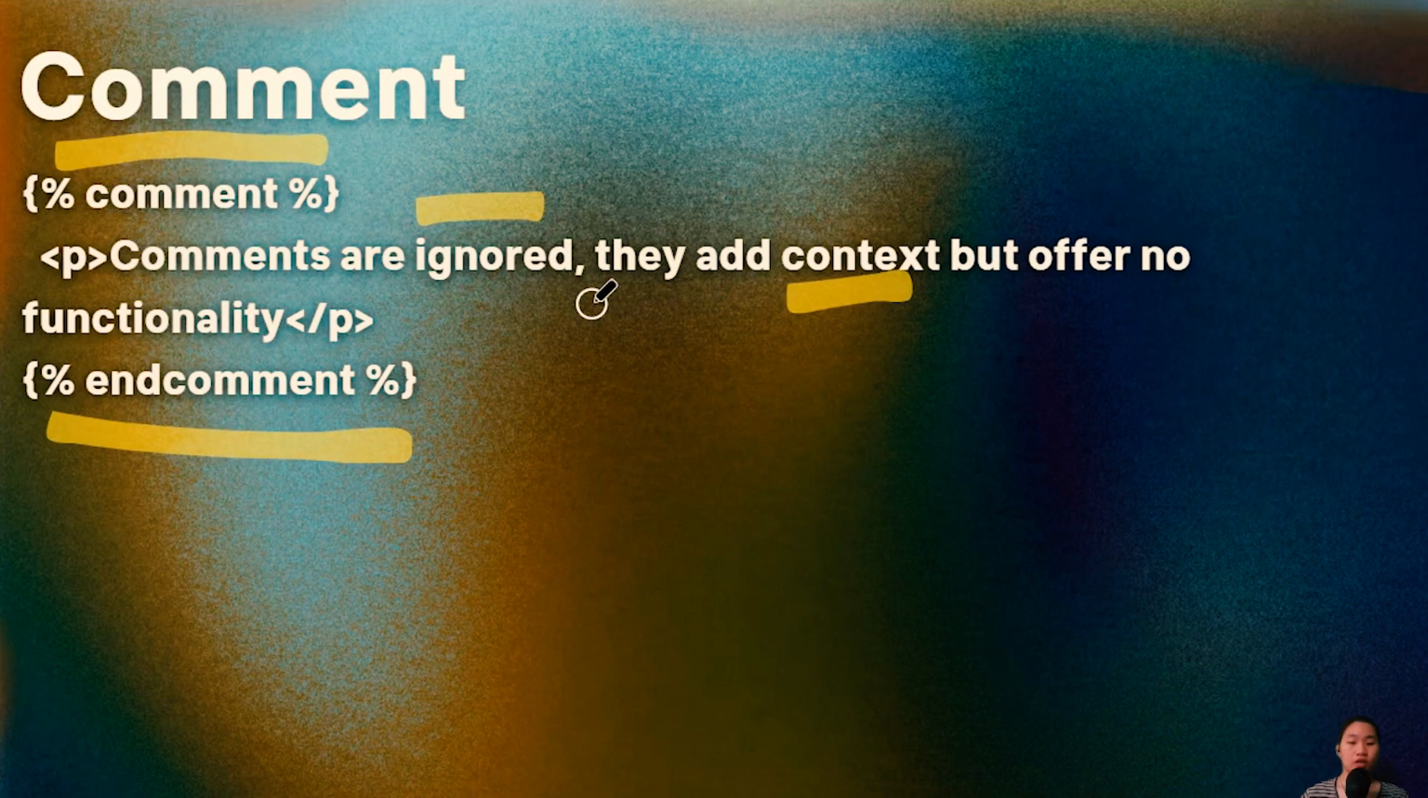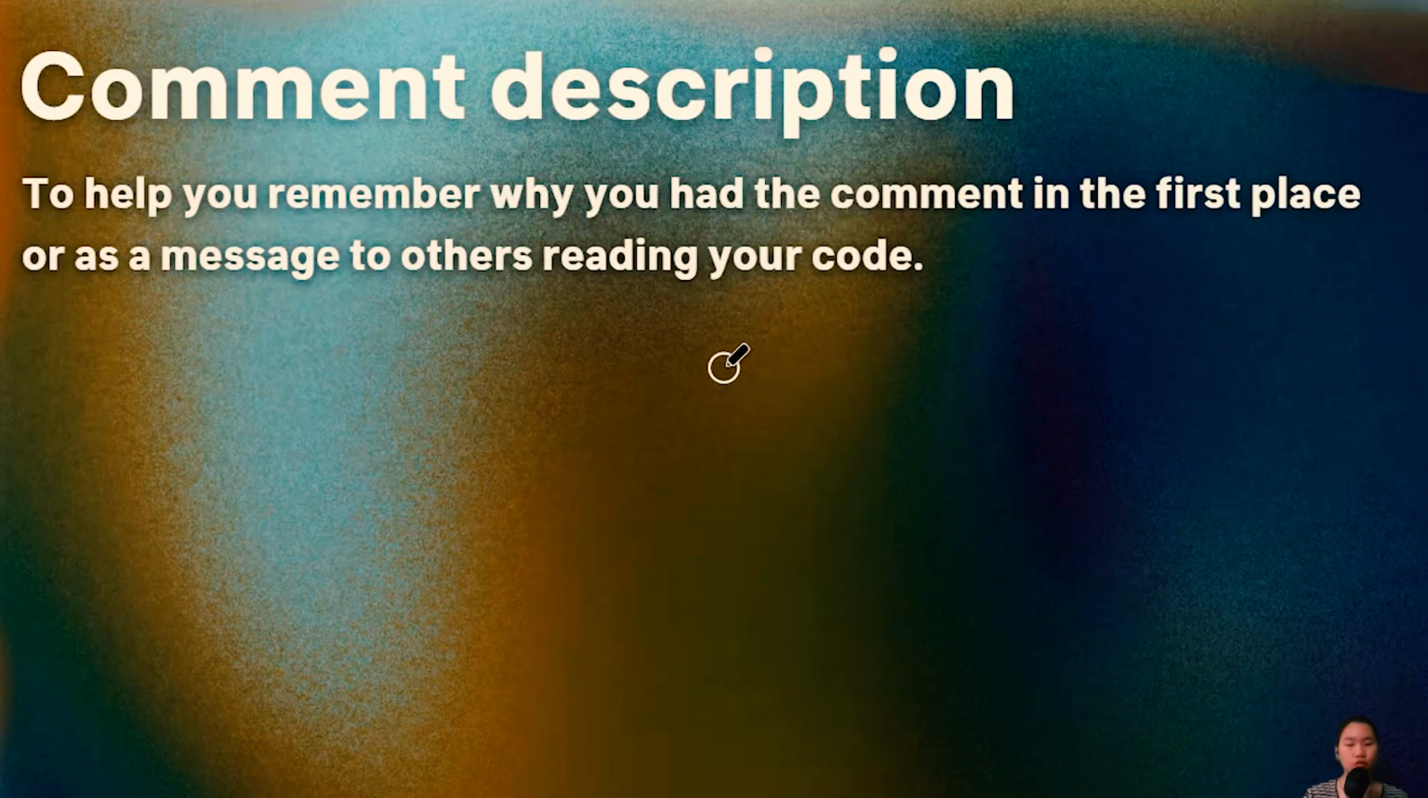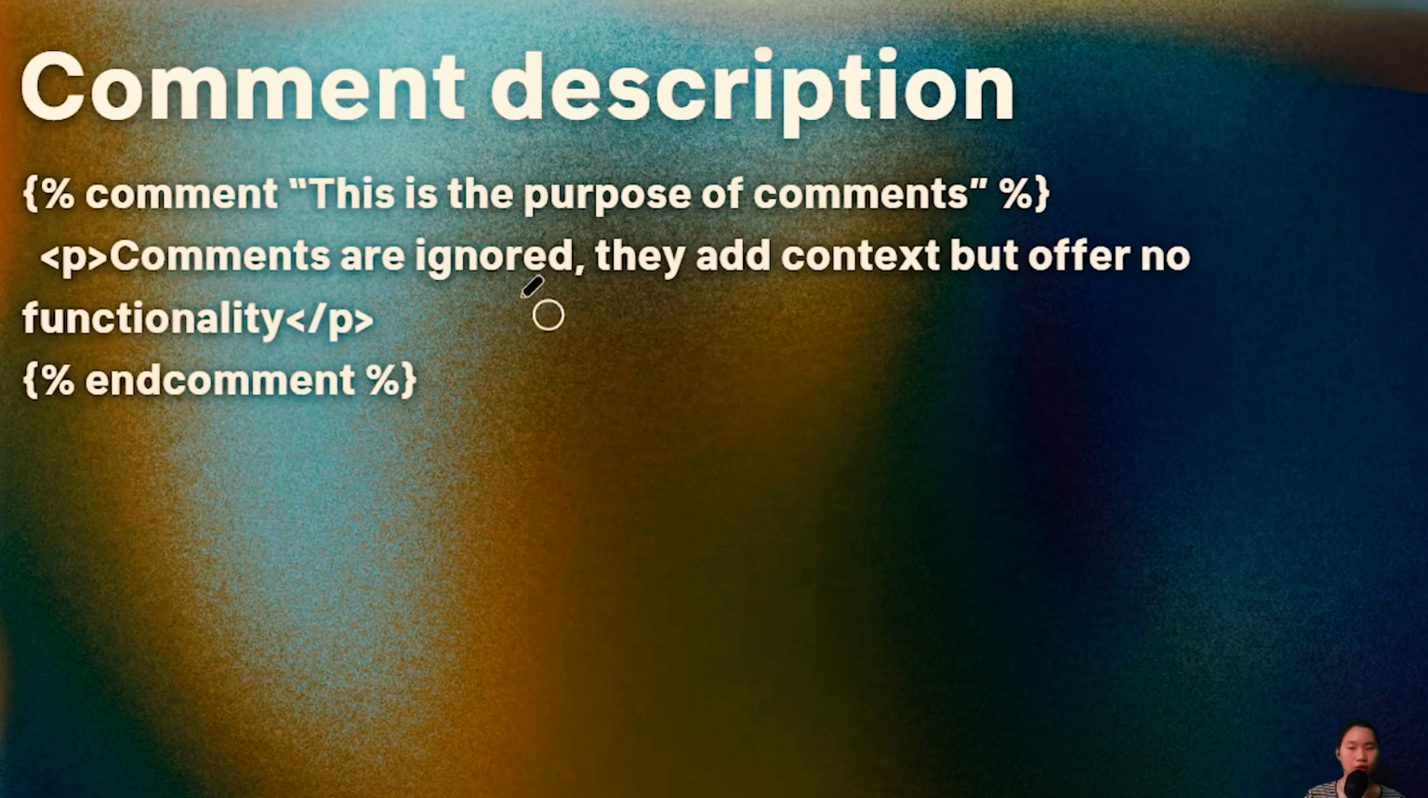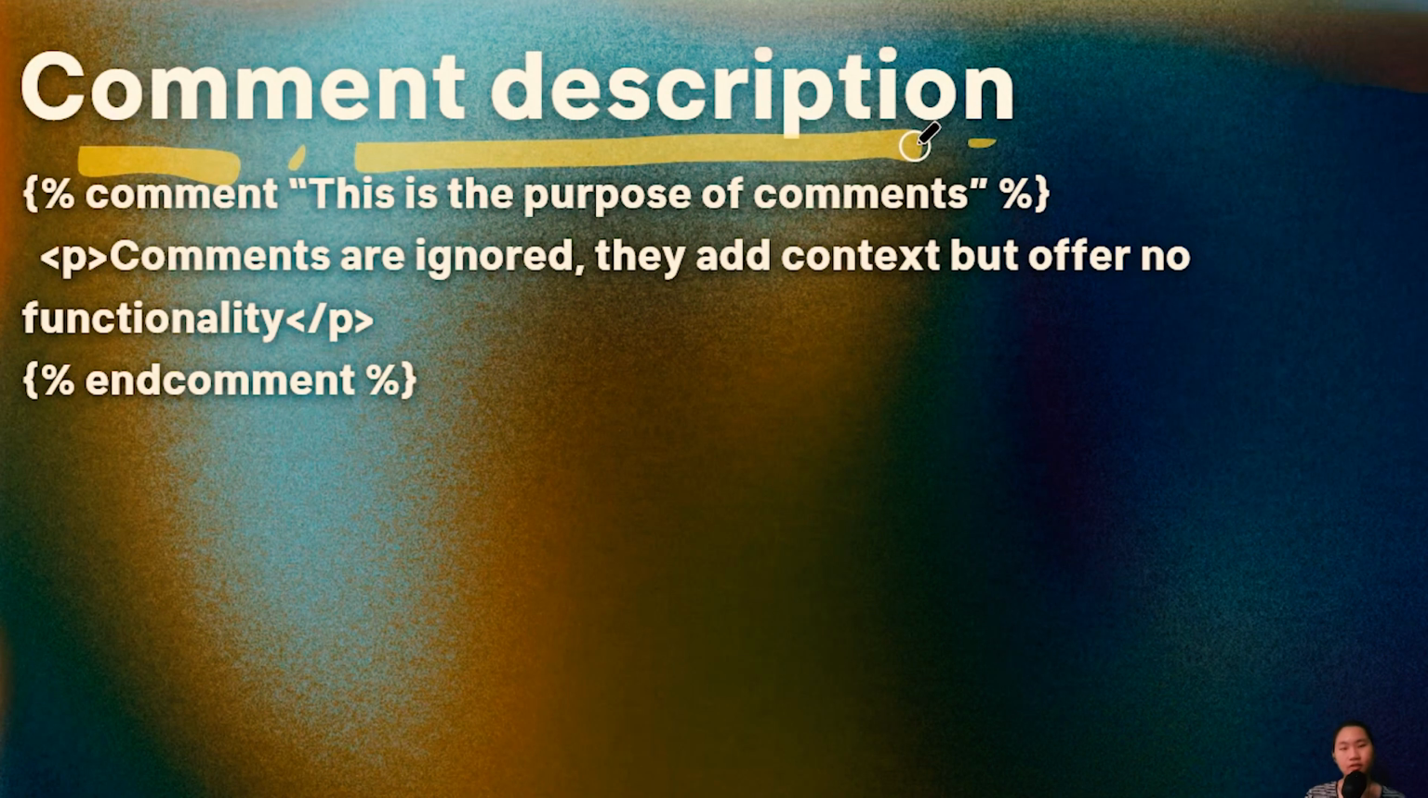If you want to perhaps add a whole paragraph that describes what your code does, you can use this syntax, okay? Comment, description. This is to help you remember why you had the comment in the first place and any extra messages that you would want to deliver to others, okay? It's like further context for the context that you've added. And this is what it looks like. We have comment, the top part, and then you have the double quote and you add in, this is the purpose of comments, all right? You can see how this comes in handy, yeah?